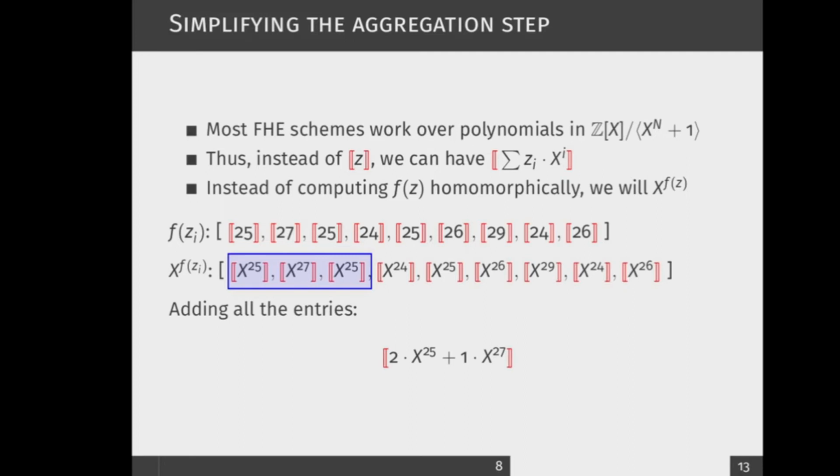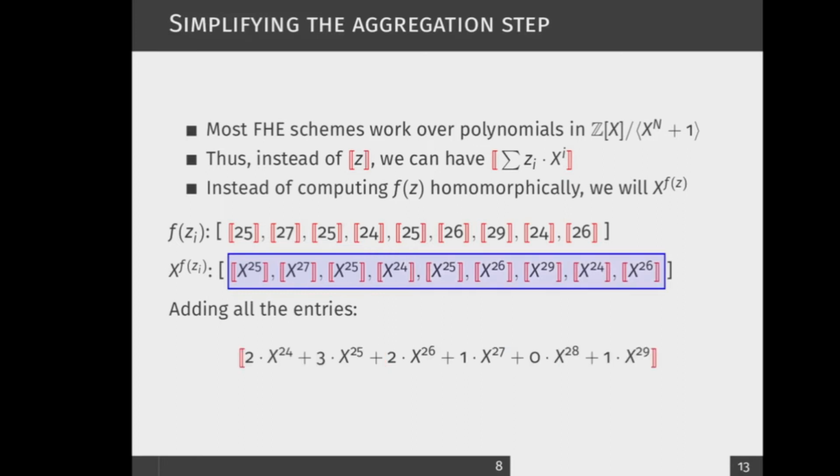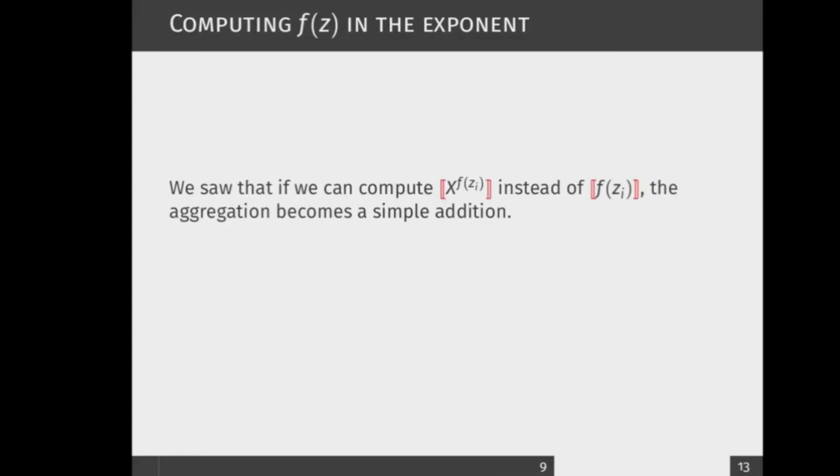We just have to add all of these monomials, and the polynomial that we get at the end is exactly what we want. Okay, so we are saying that if we are able to compute f of z in the exponent of x, then we don't need all the comparisons, and then computing the frequencies becomes much easier. It's essentially for free. But how can we compute f of z like this?